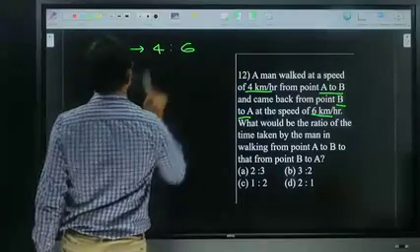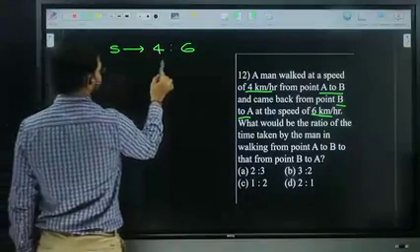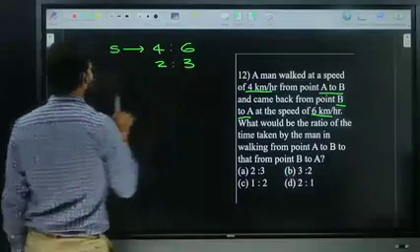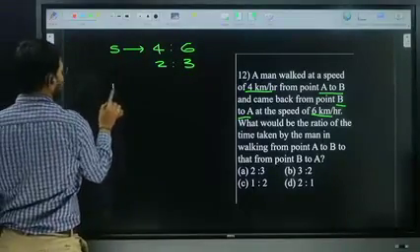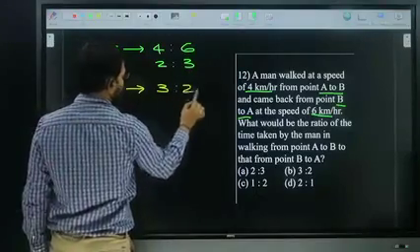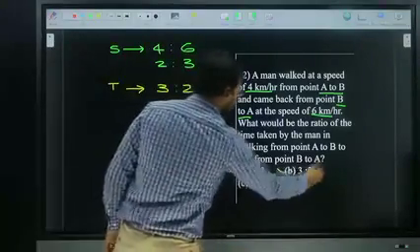4 is to 6 is nothing but speed ratio, what? 2 is to 3. If the speed ratio is 2:3, they're asking the time ratio. Time ratio is inverse, so 3:2. So your option is what? 3:2. Option B is the right answer.